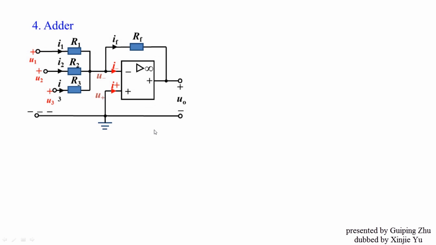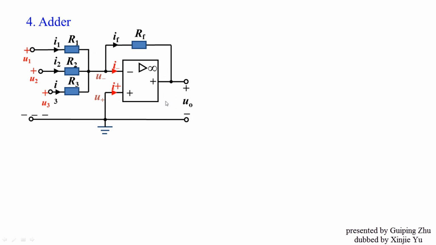Well, let's discuss another circuit. There are three input signals in the circuit, U1, U2, and U3. They are connected to the op-amp's inverting input terminal through a resistor respectively. It's still a circuit with negative feedback, so we consider it operating in the linear region. We can analyze it based on the ideal op-amp's two properties, virtual short and virtual open.